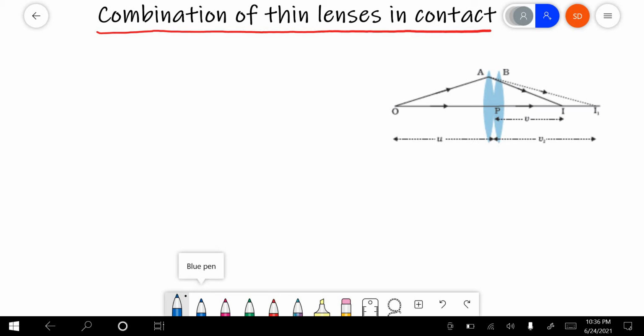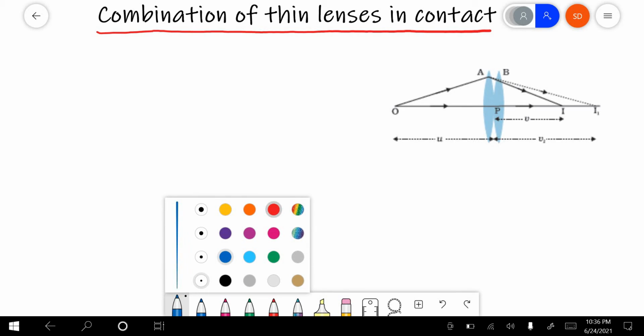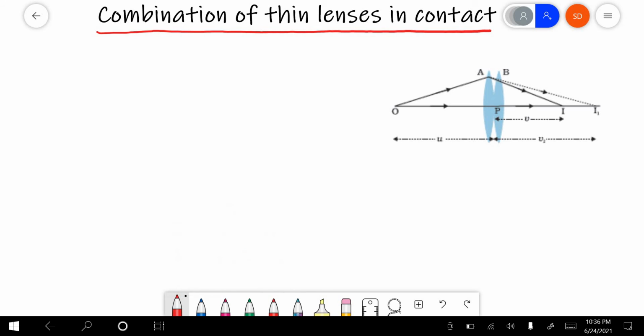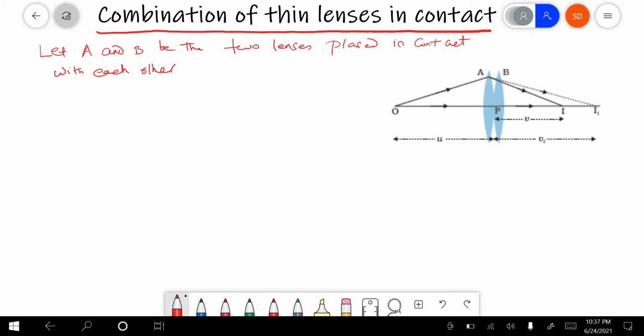Now here, for example, we have two lenses, lens A and lens B. Let A and B be the two lenses placed in contact with each other.